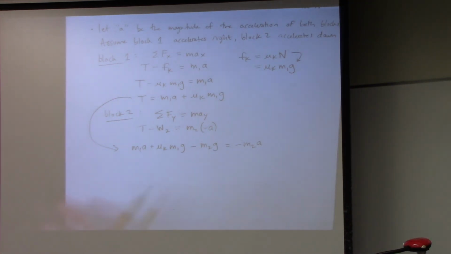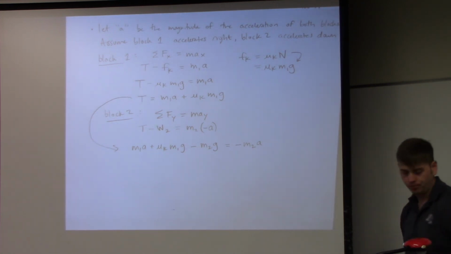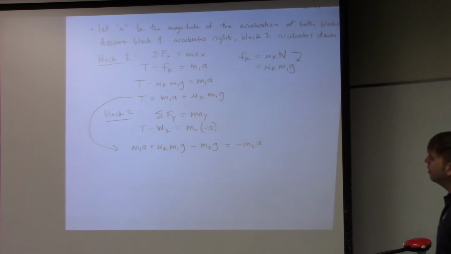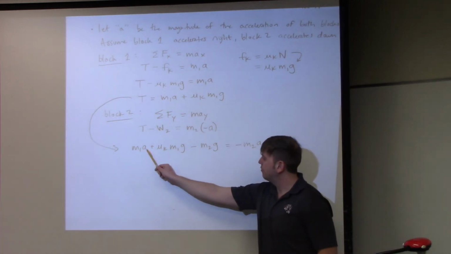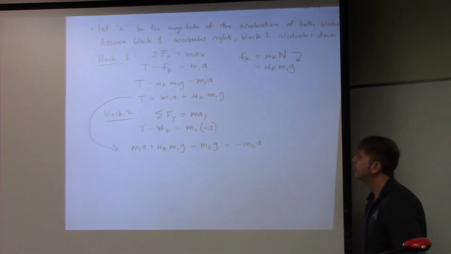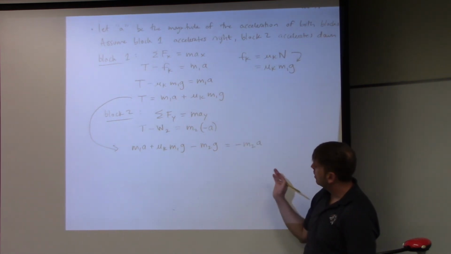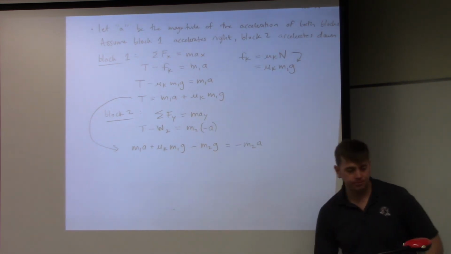But if you recall, what we're trying to solve for here is the acceleration. So here's what we'll do. Let's put on the left side of the equation every term with an a in it, and let's put on the right side every term with a g in it. Just separate those out.